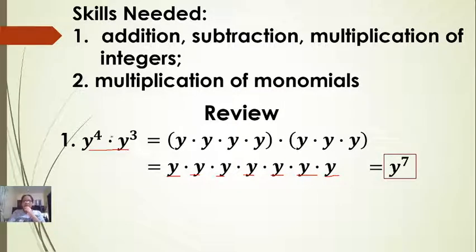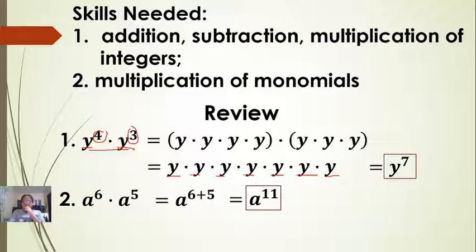So what can you say about the exponent? We just simply add them. But you have to make sure that they are of the same variable. How about a to the 6th times a to the 5th? Just like in number 1, we simply add the exponents of the same variable. So that is a raised to 11.